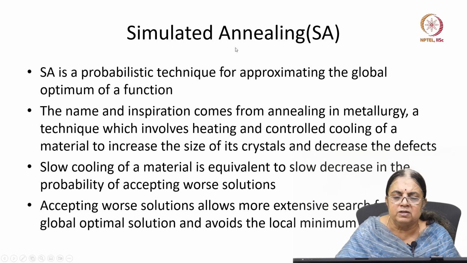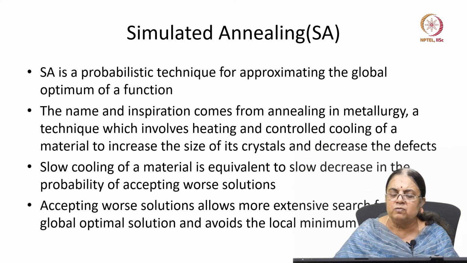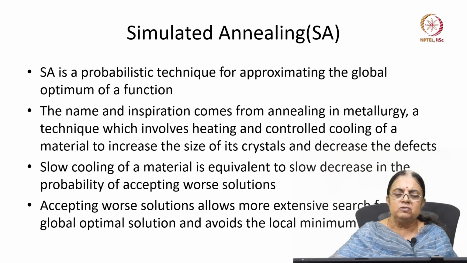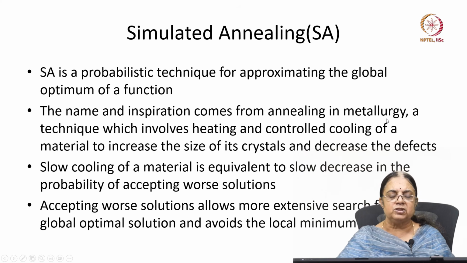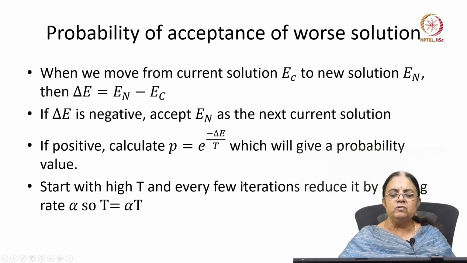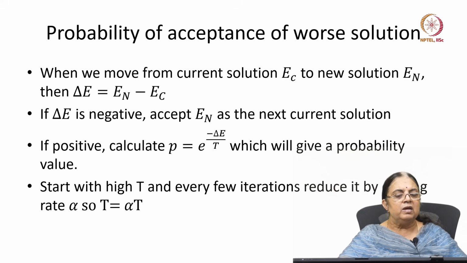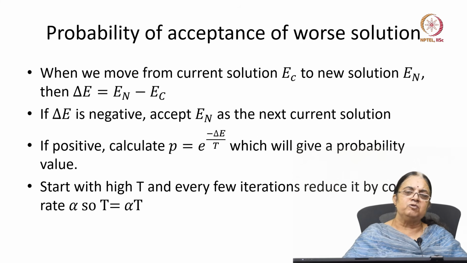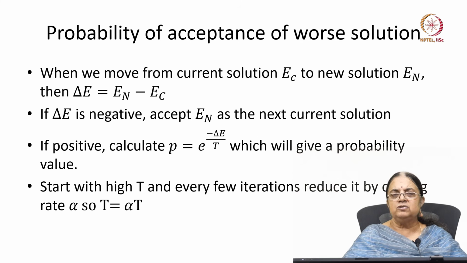One more search that we will see is simulated annealing. So in simulated annealing, again you are going from one current point to another current point. This is inspired from the annealing in metallurgy. Slow cooling of the material is done and it's equivalent to slow decrease in the probability of accepting worse solutions. So what you do is you find the difference between the new point and the present point, and if the new point is better than the current solution, you move to that.